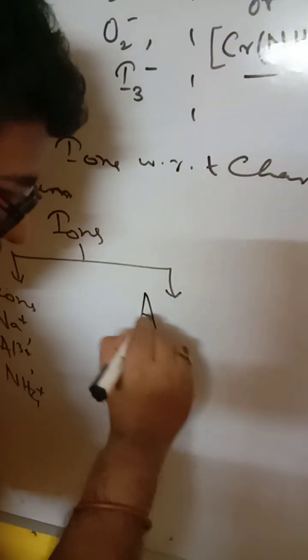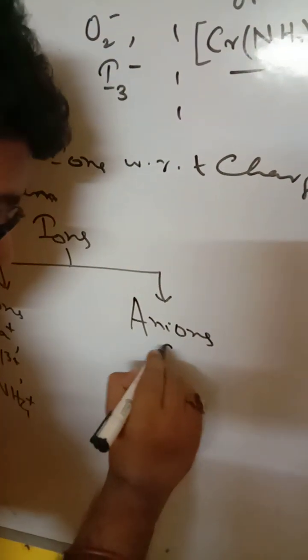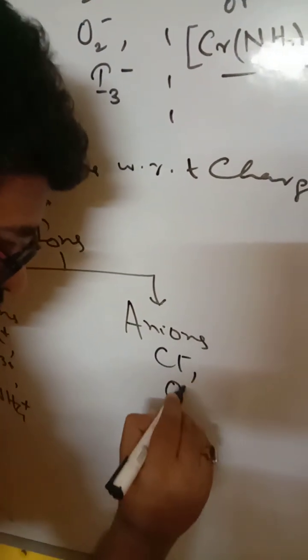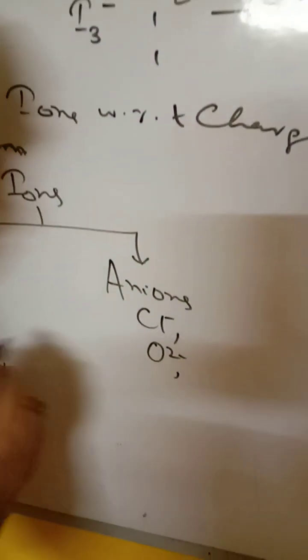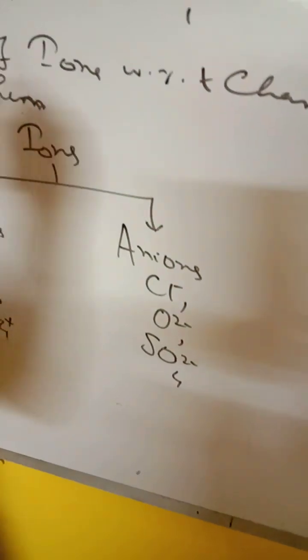And they are the anions, negatively charged ions. Cl-, O2-, SO4 2-, etc.